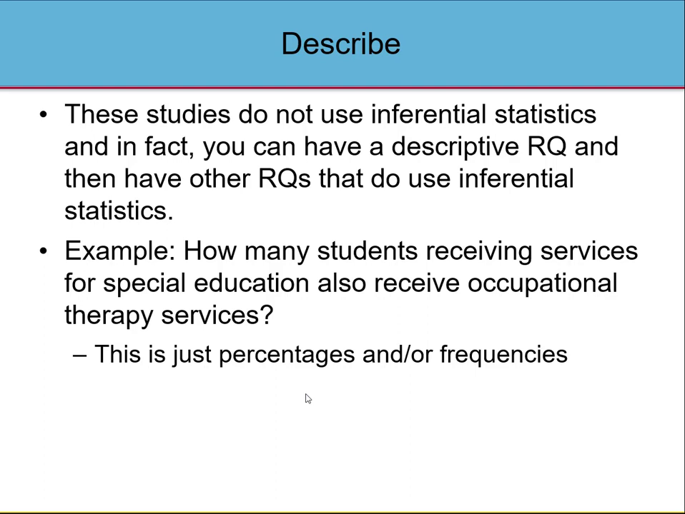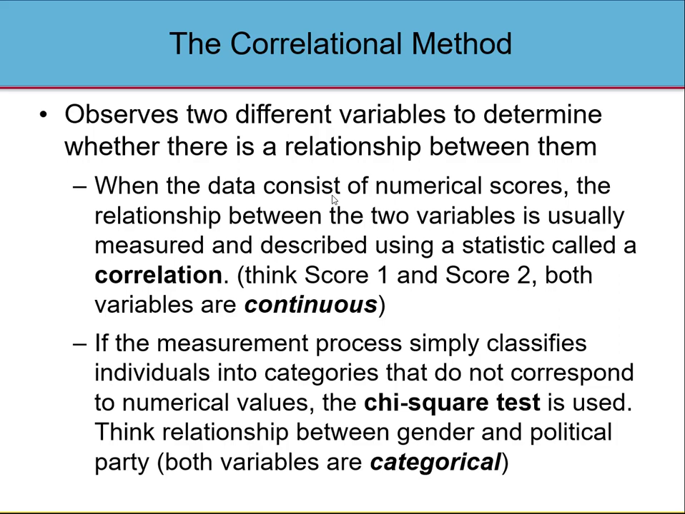So these are descriptive studies that don't use inferential statistics. Here's an example of a research question. How many students receiving services for special education also receive occupational therapy services? This is just percentages and/or frequencies. Correlational method is when you have 2 different variables and determine whether there's a relationship between them.